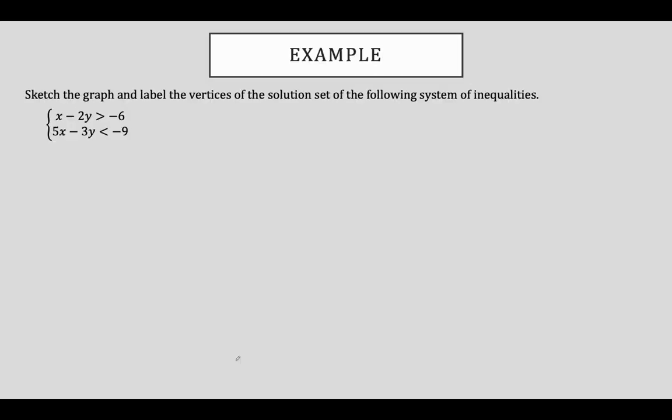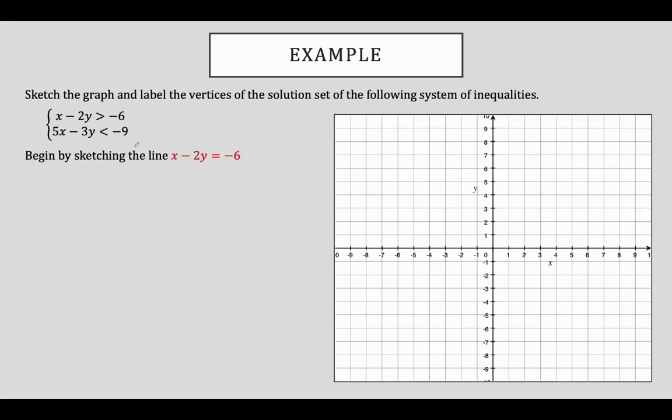Let's look at an example here. Sketch the graph and label the vertices of the solution set of the following system of inequalities. We have x minus 2y is greater than negative 6, and 5x minus 3y is less than negative 9. We begin by sketching the line x minus 2y is equal to negative 6. We swap our inequality symbol for an equal symbol, and we sketch the graph.